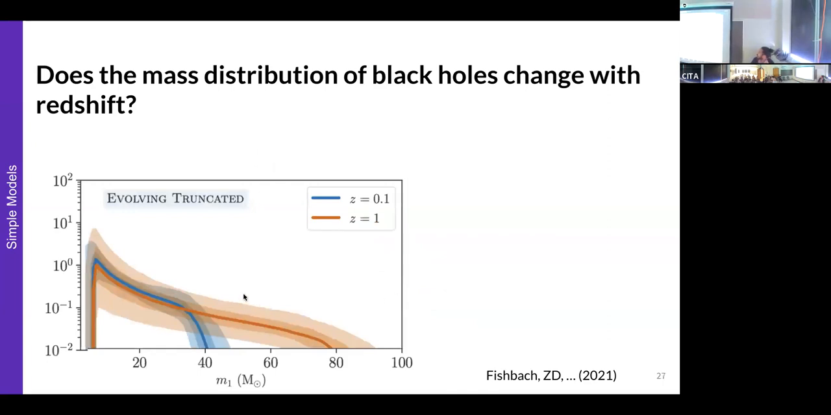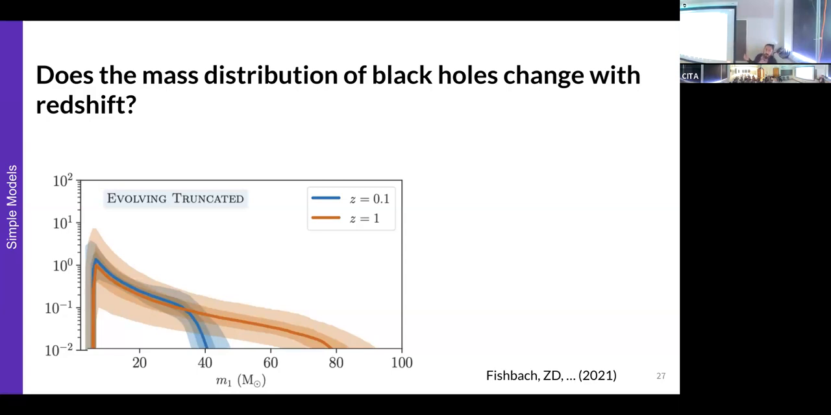So doing that, we found that at low redshifts, the mass distribution seemed to go out to about 40 solar masses and then cut off, while at higher redshifts, the mass distribution would have to go out to much higher masses. And so we thought, oh, look, we found evidence that the mass distribution is changing with redshift. That's awesome. That's a huge result.